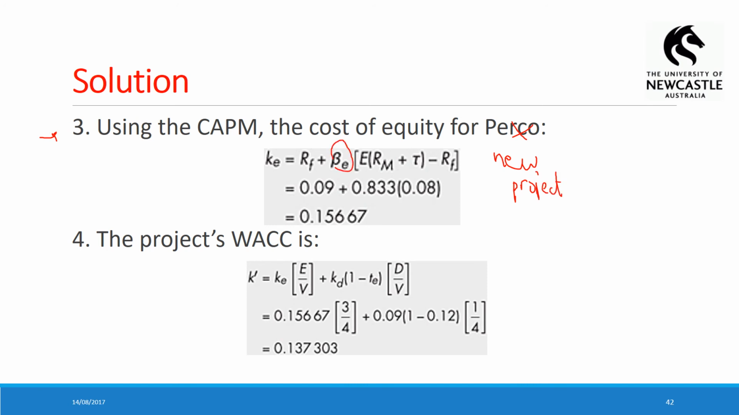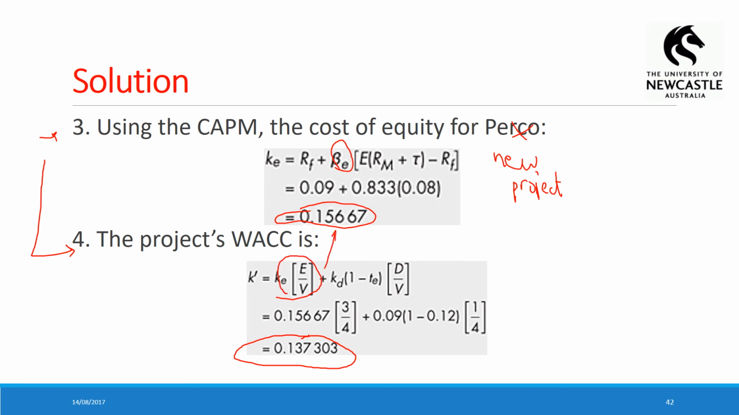The beta here reflects the project's riskiness, right? After we take into account both the business risk as well as the financing risk of the firm. So once we obtain this equity beta, we obtain the cost of equity. We then use this cost of equity in the WACC model to work out the total cost of capital for the project, right? So this is project specific.